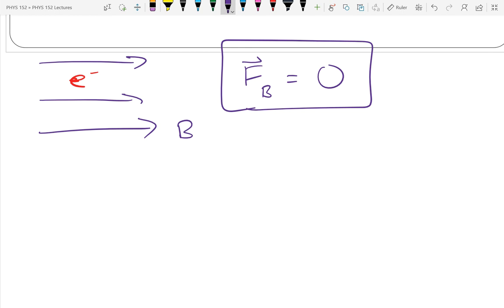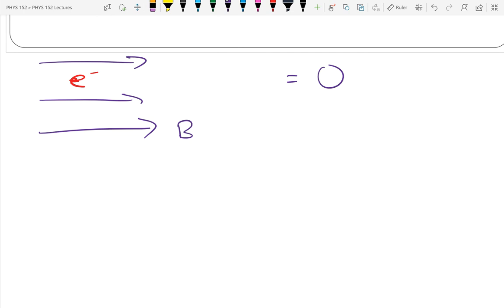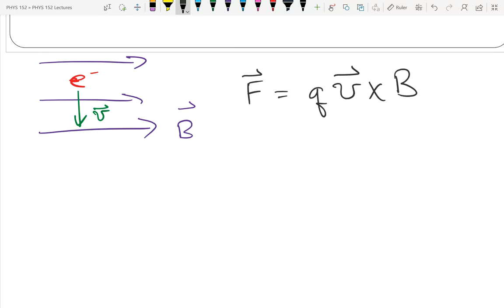Now it's related to charge. So that's why I said if it's stationary. If it's moving, there will be a force. So if it's moving, so if I have this electron moving like this, then the equation for force is going to be force is equal to Q V vector cross B vector.